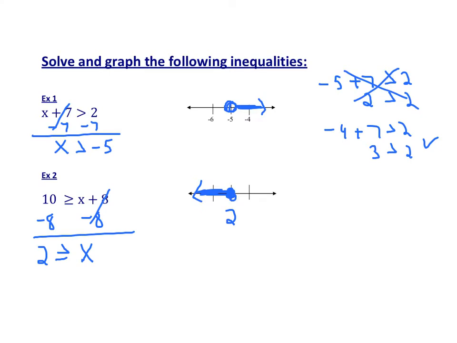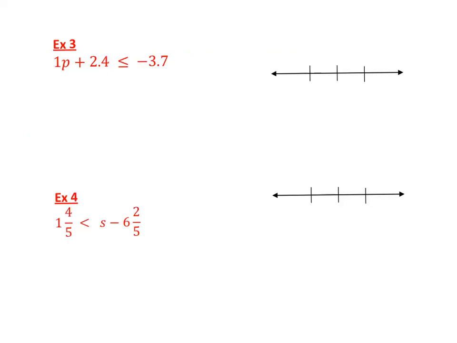If you'd like, you can flip this around. In order to put x on the left-hand side, you would have to flip the sign, and then you can rewrite it, and now it matches. x is less than or equal to 2. All right, let's go to the next example. For example 3, you have 1p plus 2.4 is less than or equal to negative 3.7.